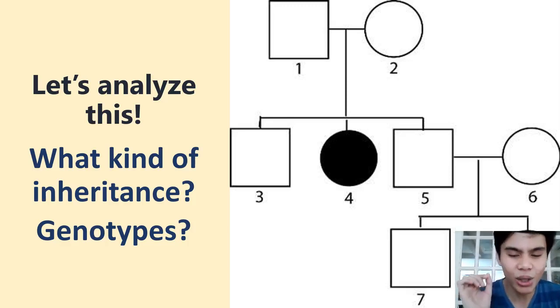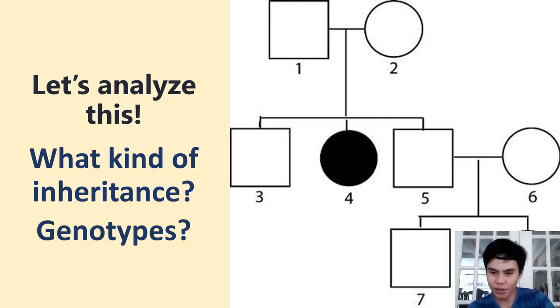Again, let's guess the genotypes. So we're assuming that this is recessive, right? So if we assume that that's recessive, let's give it a genotype of homozygous recessive. So individual number 4 here is homozygous recessive, small a, small a. Now, what combination of genotypes can produce a homozygous recessive, but both parents are dominant?